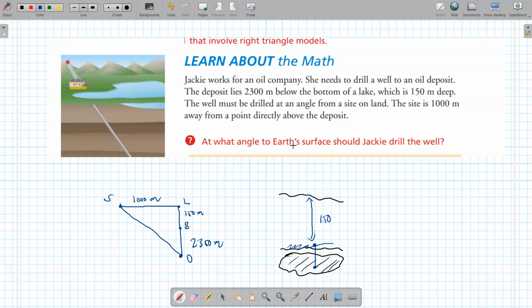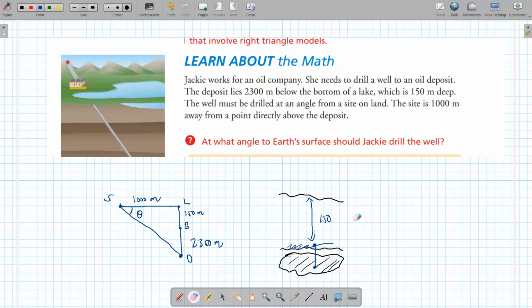So the question is, at what angle to the Earth's surface? This is the ground, okay? The oil is somewhere down there. So we're looking for this angle. We're looking down. This angle relative to the horizontal, is it called the angle of elevation or the angle of depression? Depression. So let's call this theta.